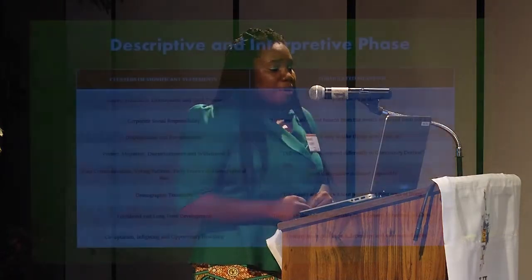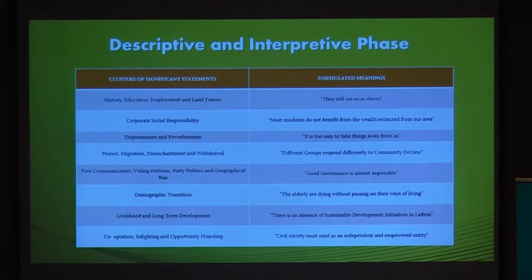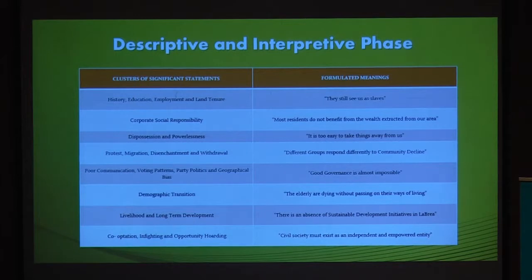Poor communication, voting patterns, party politics, and geographical bias: good governance is almost impossible. Demographic transition: the elderly are dying without passing on their ways of living. Livelihood and long-term development: there's an absence of sustainable development initiatives in Le Bray. And co-optation, infighting, and opportunity hoarding: civil society must exist as an independent and empowered entity.